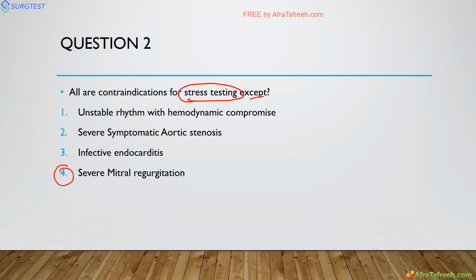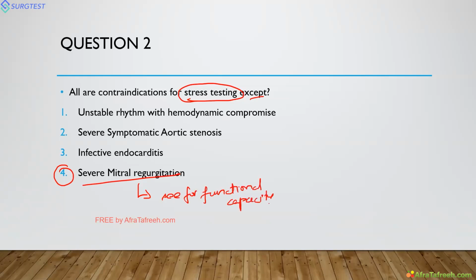Severe mitral regurgitation, because in patients with mitral regurgitation, to see the functional capacity, we do TMT. It is not for ischemia, so this is actually an indication. All the others are contraindications. In unstable rhythms, you can't do this. In severe symptomatic AS, the patient already has a decreased stroke volume, so you can't do stress testing. In acute infective endocarditis, the vegetation may dislodge and cause emboli and stroke. So the answer for this question is not infective endocarditis, it is severe mitral regurgitation.